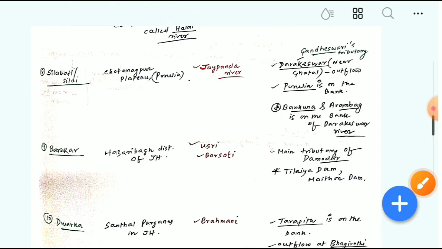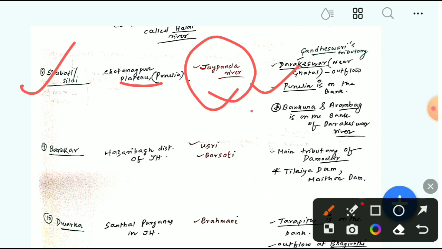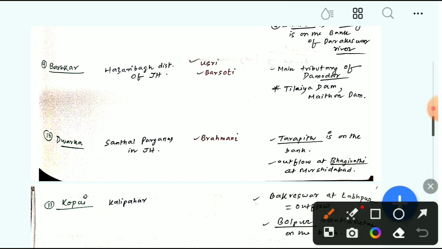Next is Shilabati or Shilai, whose origin is the Chotanagpur Plateau, that is in Purulia. Tributary is Joypanda river. Dhaleswari or Gandheswari's tributary is Dhaleswari, which is the outflow. Purulia is on the bank of Shilabati. Bankura and Arambag are on the bank of the Dhaleswari river.